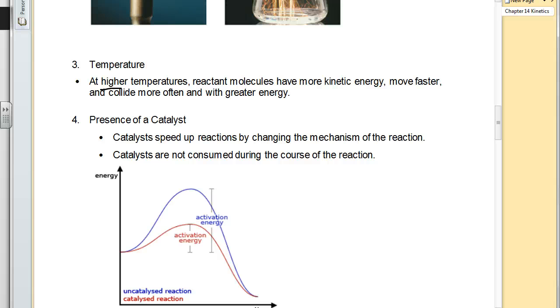When you have higher temperatures, you have a greater kinetic energy. Molecules move faster, they collide more with greater energy, and you're going to have faster chemical reactions.